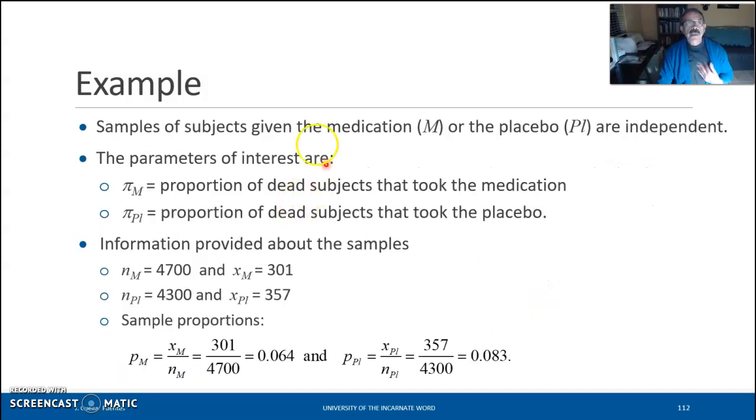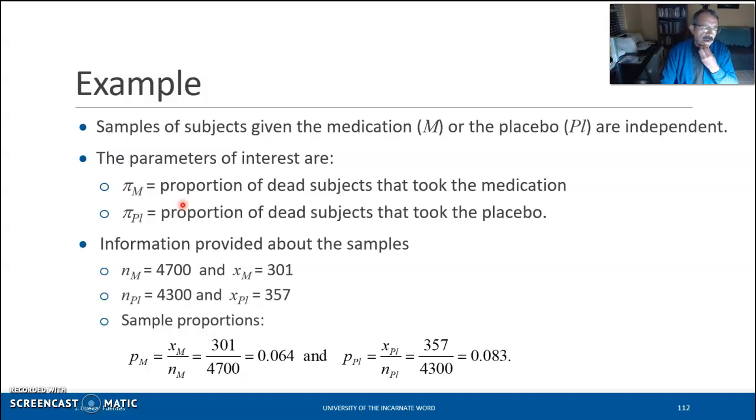All right, so in here, let's summarize the information that we have. The samples are, these subjects come from two populations. They're different subjects, those that took the medication and those that took the placebo. So these two populations are independent. And the parameters of interest are, of course, the death rate of those that took the medication, pi sub m, and the population proportion of the death rate of those that took the placebo.